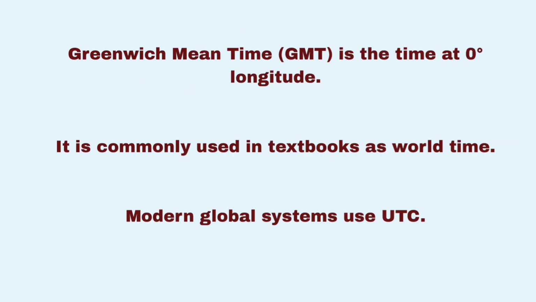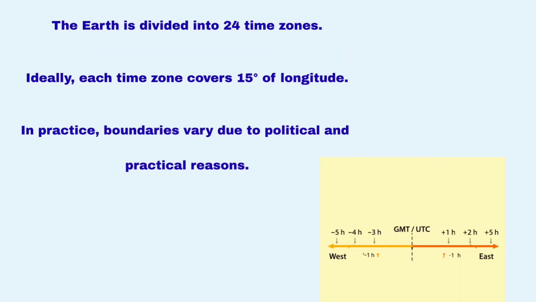Now we will talk about the Greenwich Mean Time. The Greenwich Mean Time, GMT, is the time at 0 degree longitude. It is commonly used in some textbooks as world time. Modern global systems use UTC. Earth is divided into 24 time zones. Ideally, each time zone covers 15 degree of longitude. In practice, boundaries vary due to political and practical reasons.